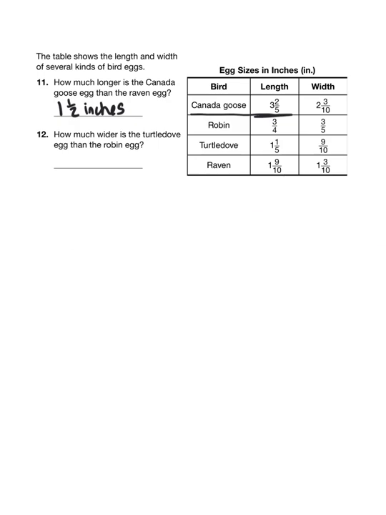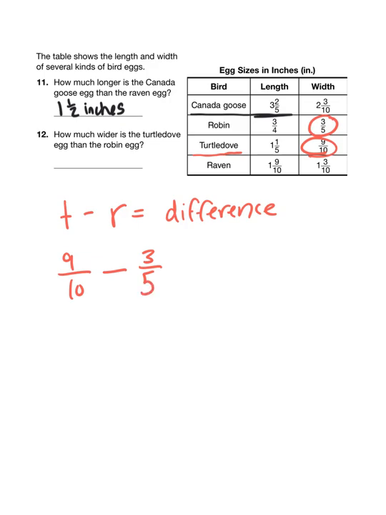How much wider is the turtle dove egg than the robin egg? So we're comparing turtle dove width to robin egg width, and we're finding the difference between those two. So the turtle dove width is 9/10 of an inch. And we're going to subtract, let's see, robin egg, 3/5 of an inch. 9/10 is going to stay the same. 3/5 is going to convert to 6/10.